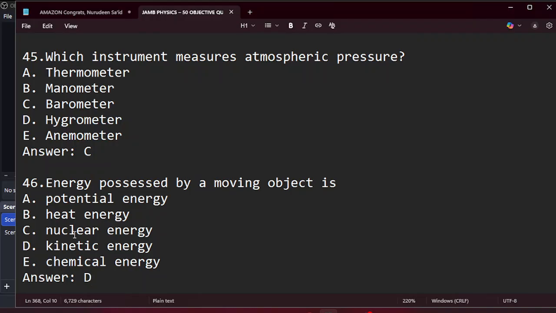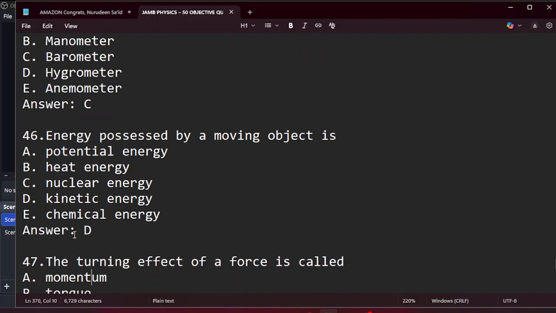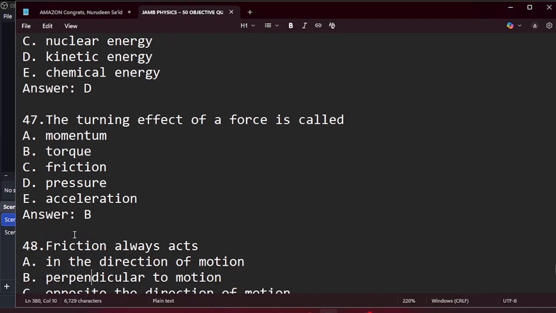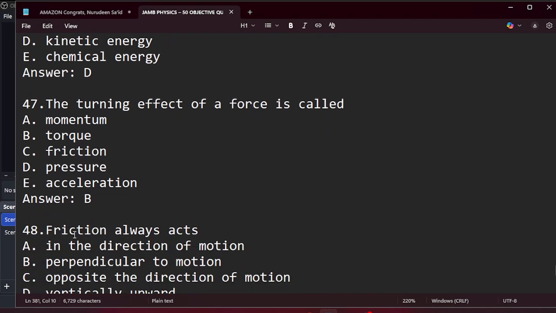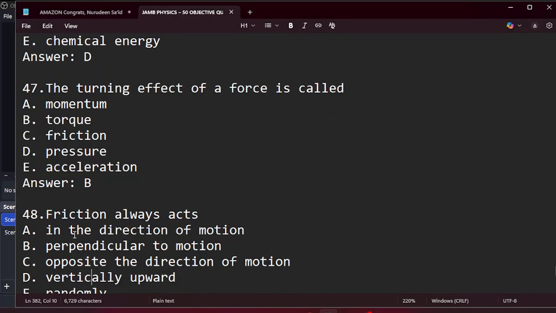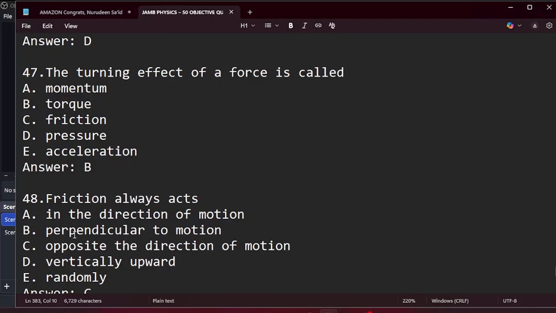Question number 46. Energy possessed by a moving object is A, potential energy, B, heat energy, C, nuclear energy, D, kinetic energy, E, chemical energy. The answer is D, which is kinetic energy. Question number 47. The turning effect of a force is called A, momentum, B, torque, C, friction, D, pressure, E, acceleration. The answer is B, which is torque.